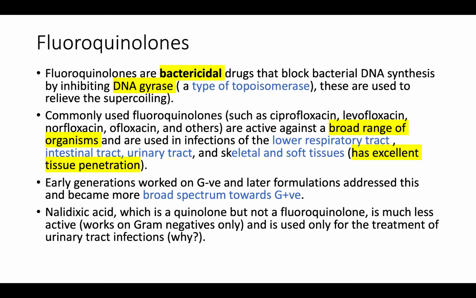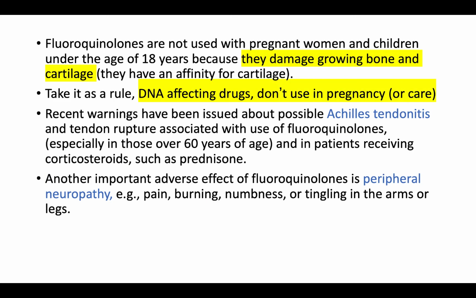Obviously this was more successful at the beginning, but then obviously that can increase resistance patterns. Early generations worked more on gram negatives, then the spectrum moved more towards gram positives. And nalidixic acid, which is also a quinolone, is much less active and works on gram negatives and is used for the treatment of urinary tract infections. Why? Because, as we said, gram negatives are the main bugs that cause UTI.